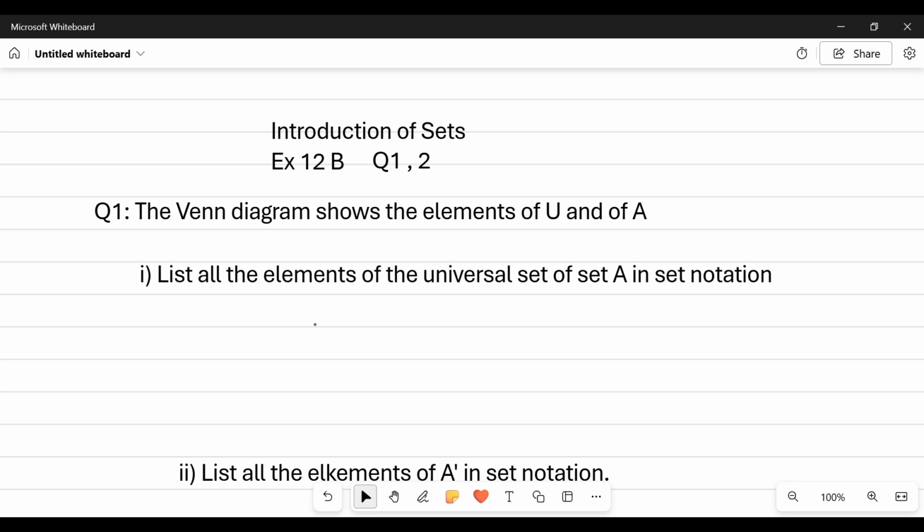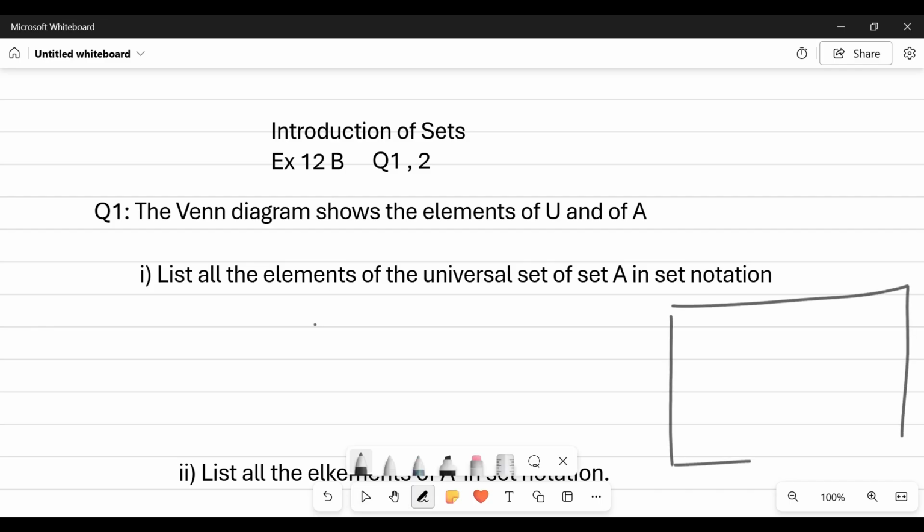Dear students, in this video, we will solve a few questions related to exercise 12b. Question number 1 and 2 as well. The first question says that the Venn diagram shows the elements of U and of A. So the Venn diagram is for question number 1 here. I'll draw it for you.